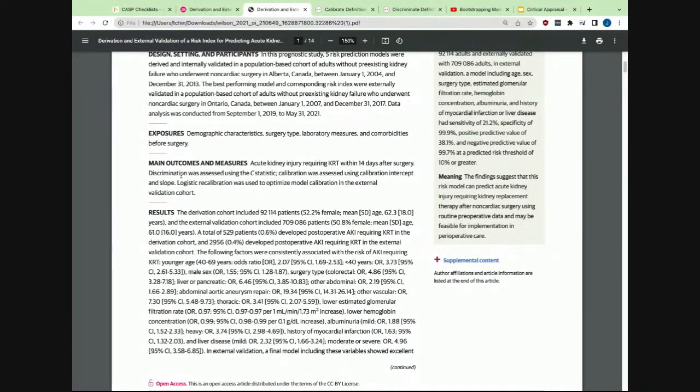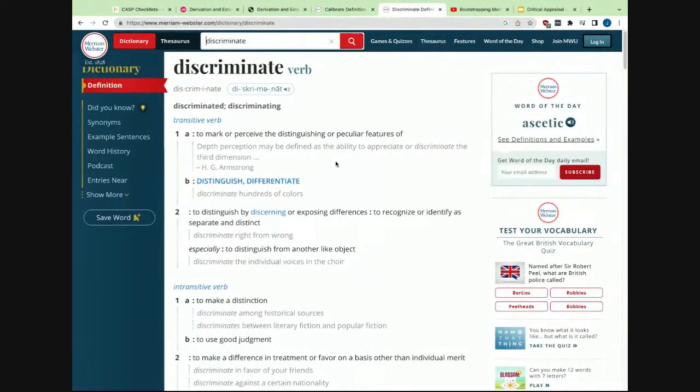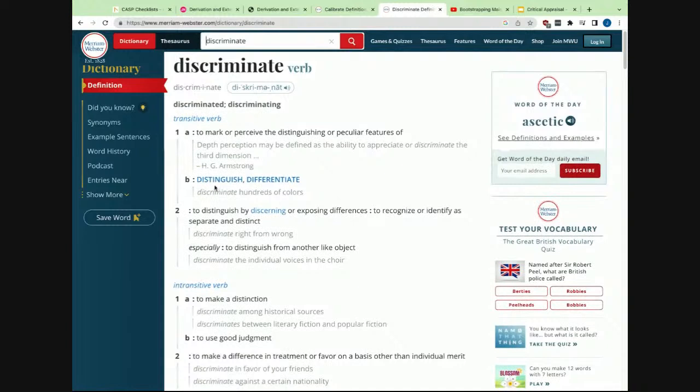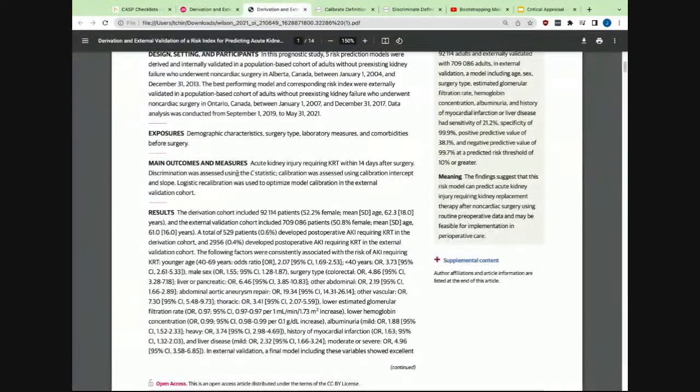Okay, so discrimination. I don't even go for the statistical definition. I actually go for the dictionary definition. What is discriminate? To mark or perceive, distinguish, or to differentiate. That's the main definition of discriminate, to differentiate. So they want to differentiate all the different models. So how did they assess the different models? They differentiate them using a test called statistics. Then the next one is calibration.